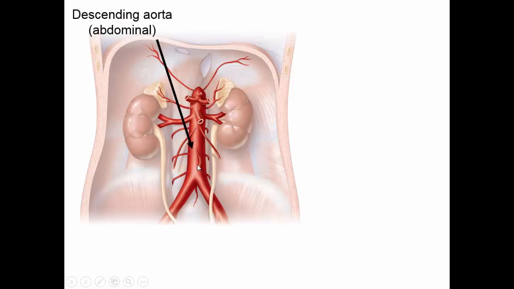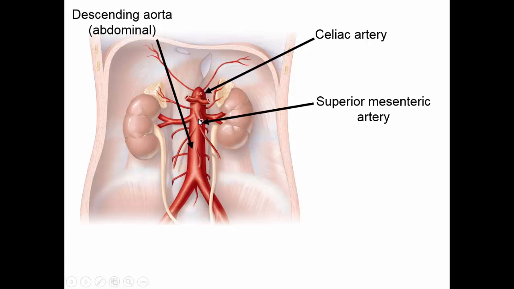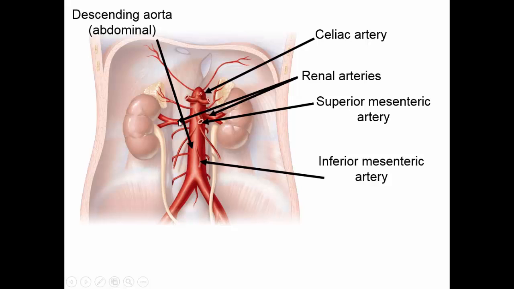The descending aorta, the abdominal aorta. Here's the celiac artery. We've cut away the intestines. Here's the superior mesenteric artery. Here's the inferior mesenteric artery. The renal arteries come off of the abdominal aorta to go to each kidney. And then we have the iliac arteries.